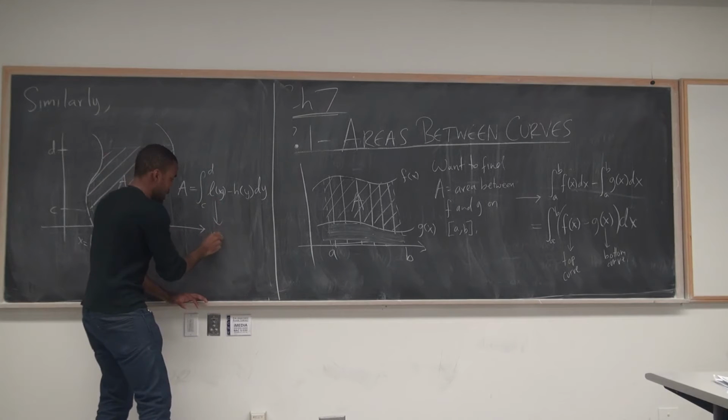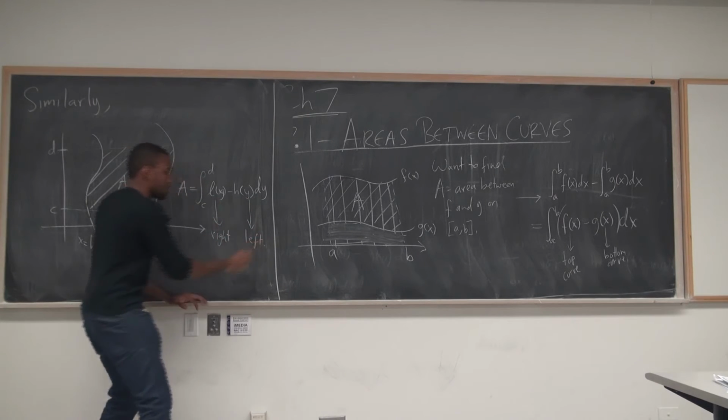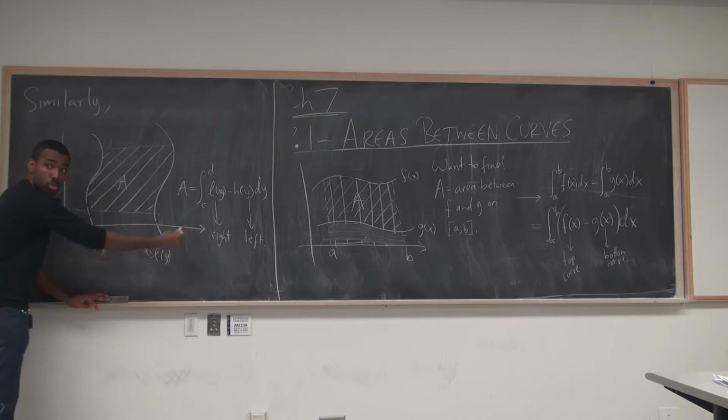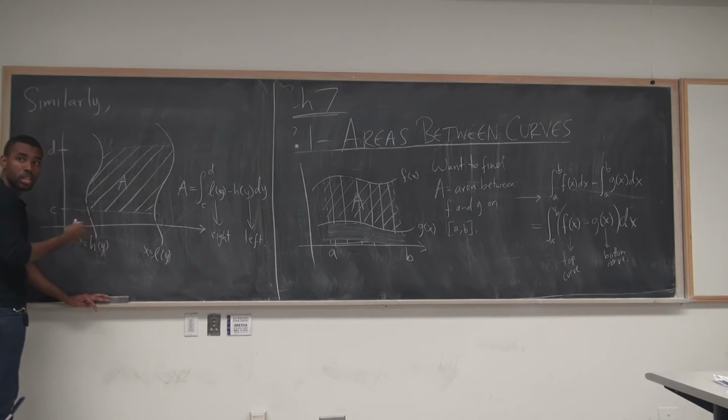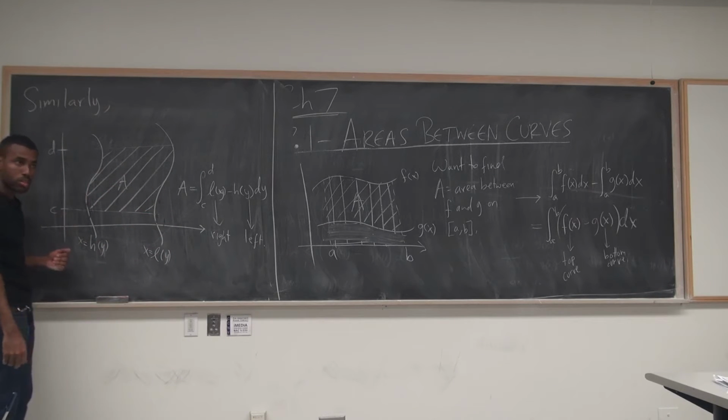That's what I want you to get here, right? You subtract the left, right? Because the larger x values are to the right. Smaller x values are to the left. So in terms of x, the bigger guy is over here, the smaller guy is over here.